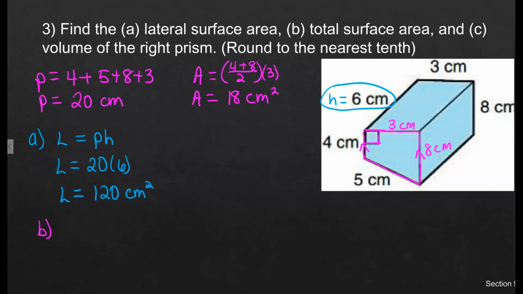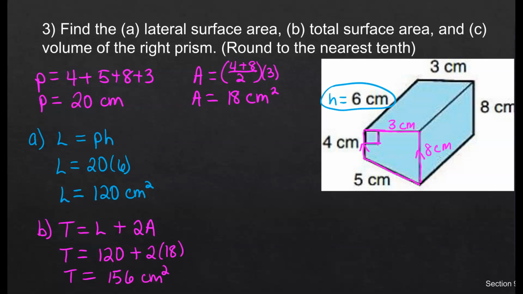Part B is my total surface area, so the lateral area plus my two bases, so 2 times the area of the base. So we've got 120 plus 2 times 18 because that was the area of my base, and we end up with a total surface area of 156 centimeters squared.